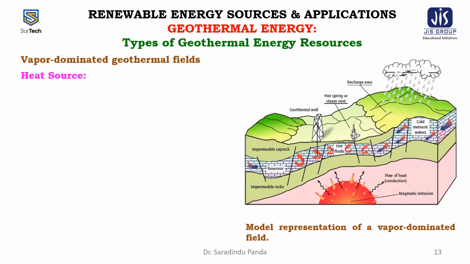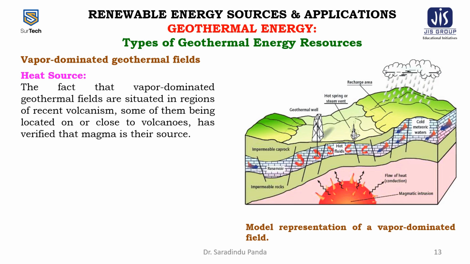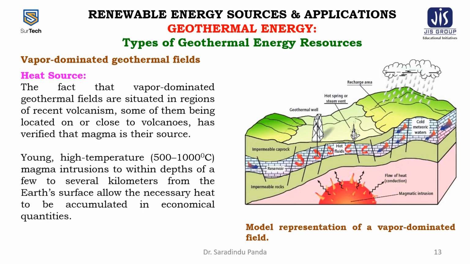Now come to the heat source. The fact that the vapor dominated geothermal fields are situated in regions of recent volcanism, some of them being located on or close to the volcanoes, verifies that magma is there as a source. Young, high temperature (500 to 1000 degrees centigrade) magma intrusions within a depth of a few kilometers from the Earth's surface allow the necessary heat to be accumulated in economical quantities.